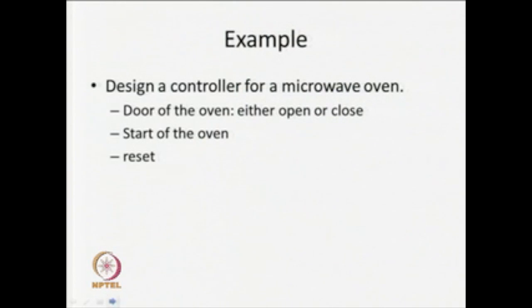Now, what is the requirement for this controller? We know there is a door for the microwave oven. We can open the door to put a food item inside the oven, and we can close the door. That means we need some mechanism, generally a sensor, which senses the signals and says that either the door is open or the door is closed. Later, after putting the food items in and closing the door, we can start the oven. When we start the oven, the heating coil will heat up and eventually the food will be cooked.